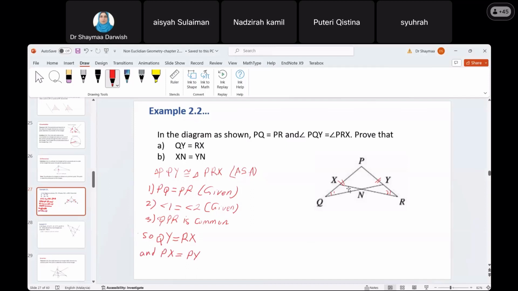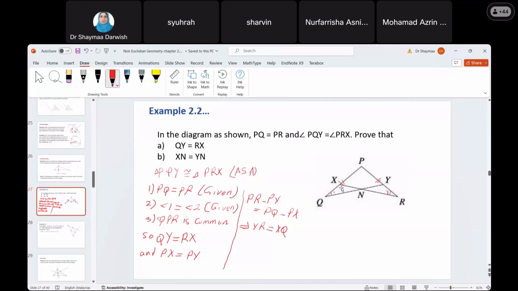Now, because you have as given information that PQ equal to BR, now subtract equals. I make that BR subtracted BY will be equal to BQ subtracted BX, because BR equal to BQ, BY equal to BX. Okay, BR minus BY is YR. BQ minus BX is XQ. So we will have that YR equal to XQ.